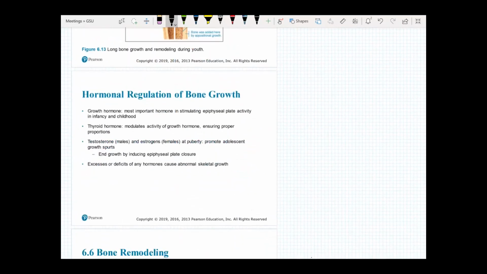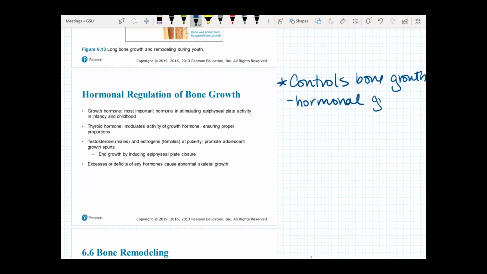Okay, so what actually controls your bone growth? Postnatal. So what controls your bone growth? There's a primary way your bones are going to be controlled, and that is going to be through hormonal control. So your hormones are responsible for controlling this entire process.